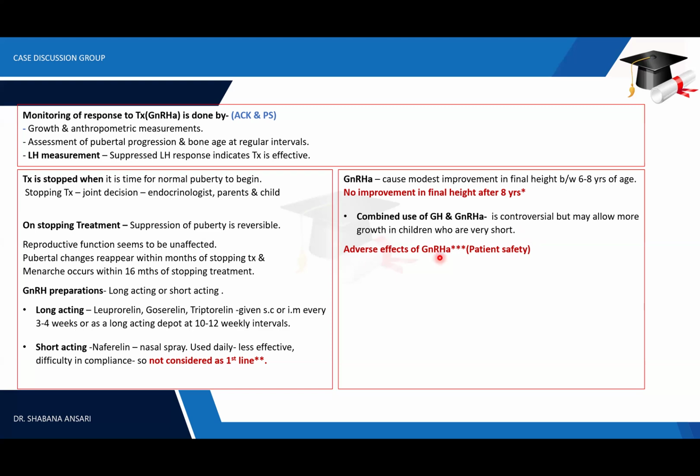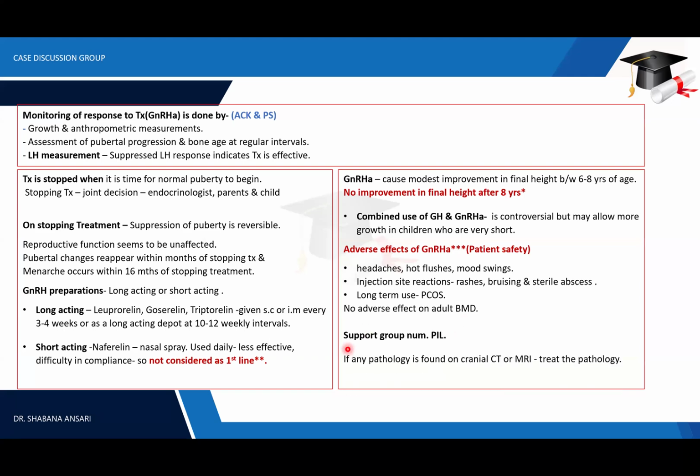Adverse effects of GnRH agonist: it is patient safety. So in the exam, any adverse effect, any side effect, any complication of any medication, any surgical treatment, it is patient safety. There can be headache, hot flushes, mood swings, injection site reactions like rashes, bruising, and sterile abscess. Long-term use can lead to PCOS, but there is no adverse effect on adult bone mineral density.